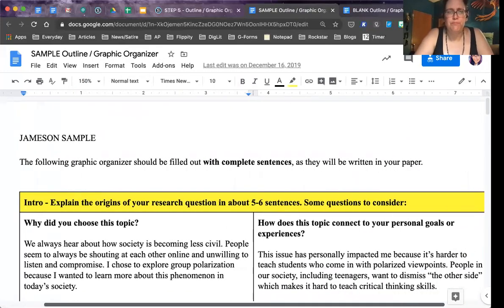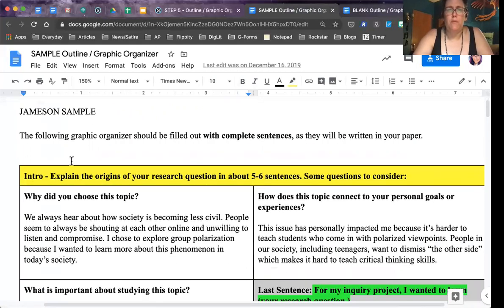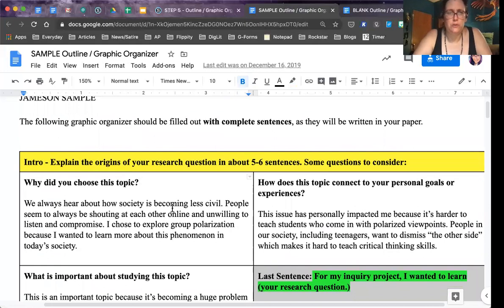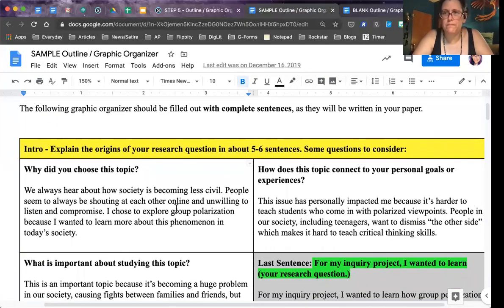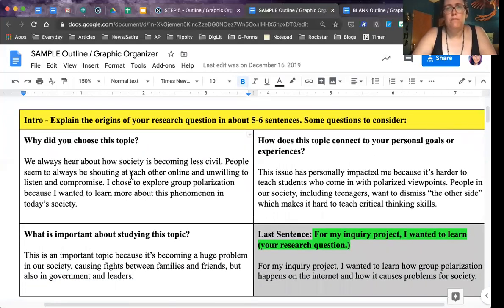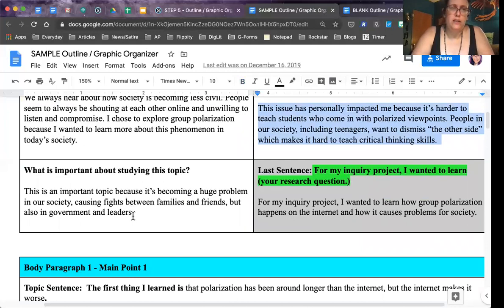So, I'm explaining why I chose this topic. For this example, I chose social media and group polarization. I explained why I chose this topic, a couple sentences. I explained how this topic connects to me, and I explained why it's an important topic to study.